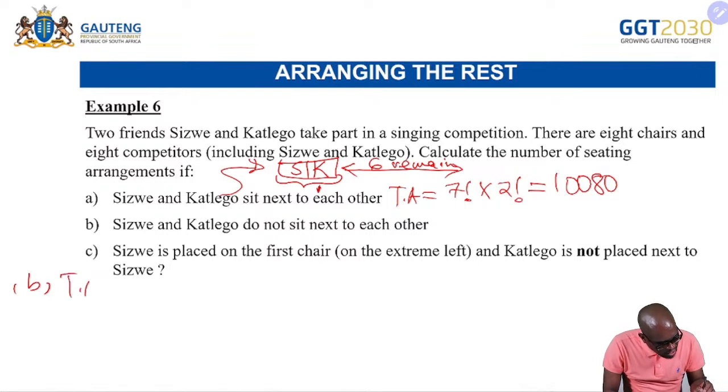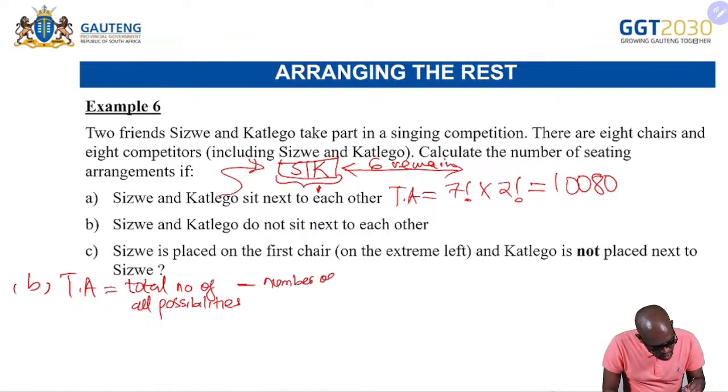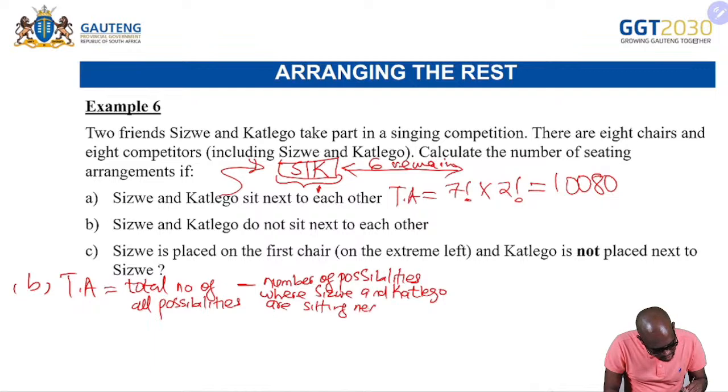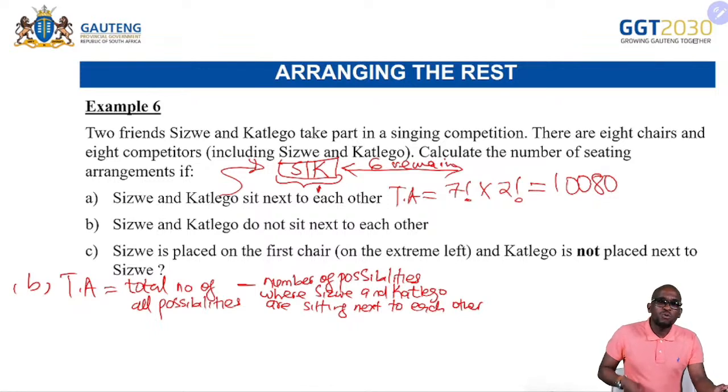So if they do not sit next to each other, what we can do is say the total arrangement would then be the total number of all possibilities minus the number of possibilities where Sizwe and Katleho are sitting next to each other. So that is how we can resolve this problem.